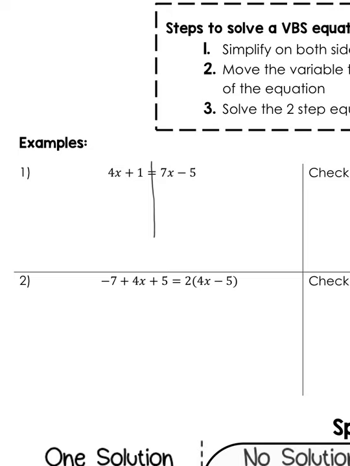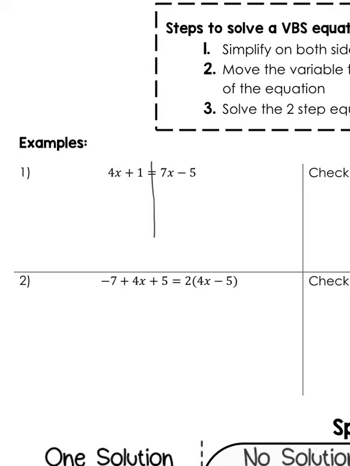My next step is to move the variable terms to one side of the equation. In this example, I have a 4x term on the left, and I have a 7x term on the right. So I can choose to use my inverse operations to move my 7x to the left, or to move my 4x to the right. It doesn't matter which one I pick. No matter what, my answer is going to end up being the same. I'm going to show you both options just so you can see the difference.